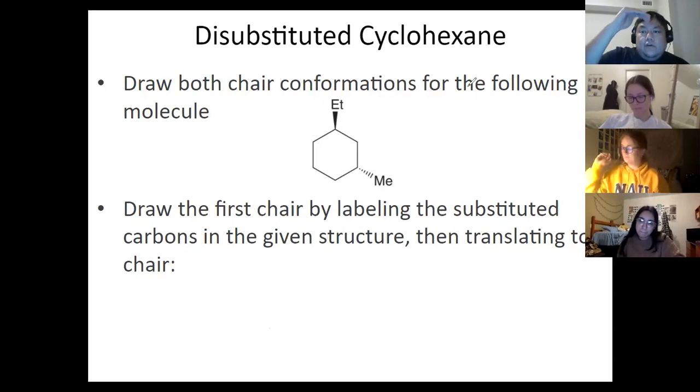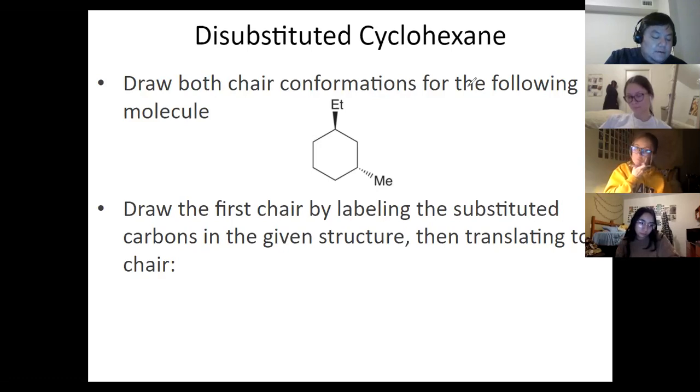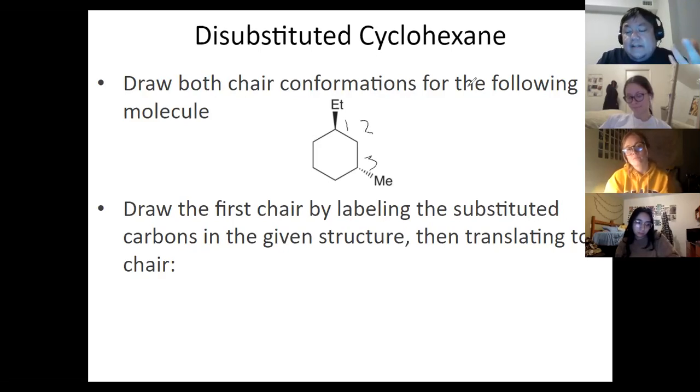Yep, so when you draw your first chair, all you have to keep in mind is the correct spacing. So like we have 1, 2, 3. When I draw my ring, I just need to keep that ordering the same, and I'm counting here clockwise. So when I draw my ring, I want to make sure that I count the same way, clockwise. Does that make sense? Yeah. Be consistent.